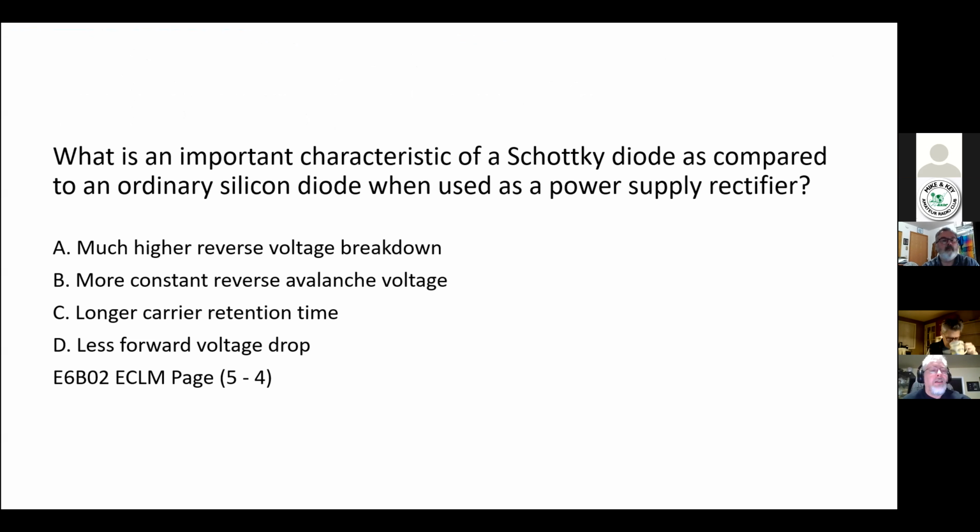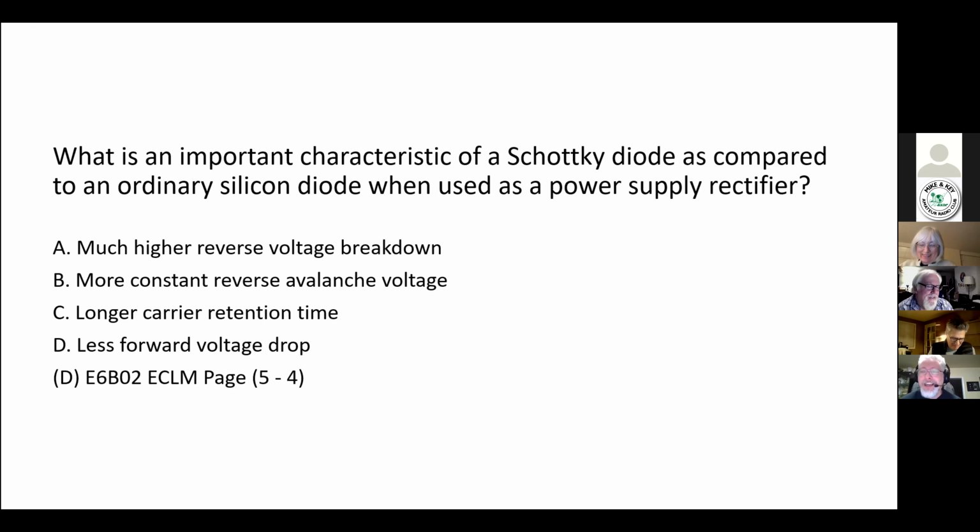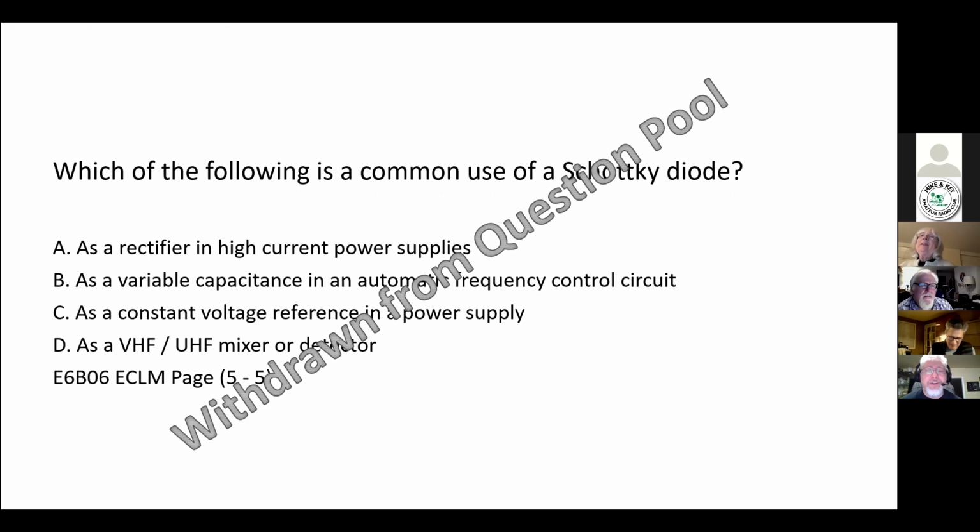Okay. What is an important characteristic of a Schottky diode as compared to an ordinary silicon diode when used as a power supply rectifier? Delta is correct. Less forward voltage drop. And this is the one that is withdrawn from the question pool.